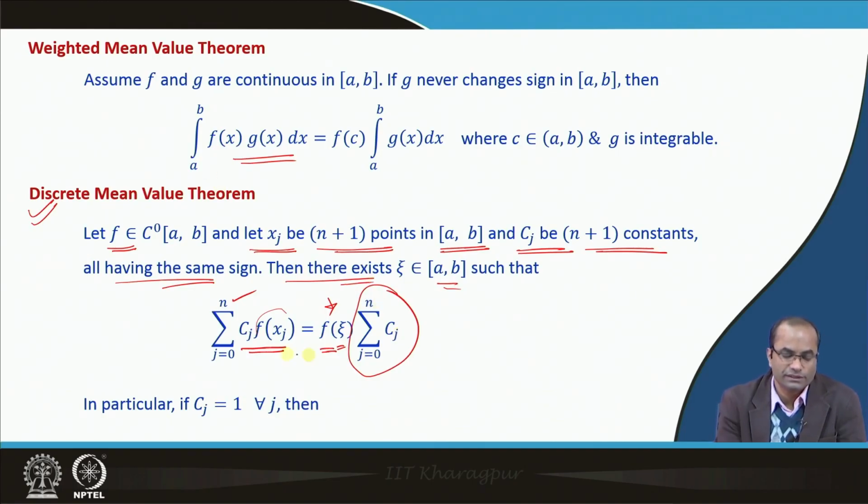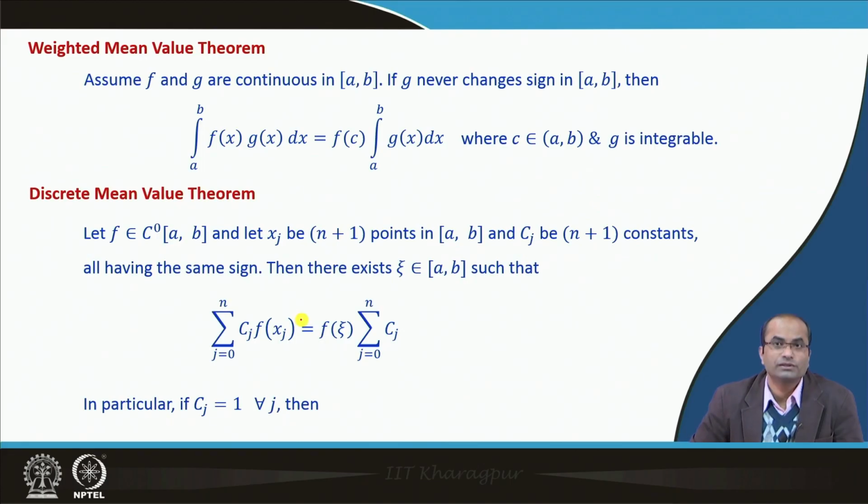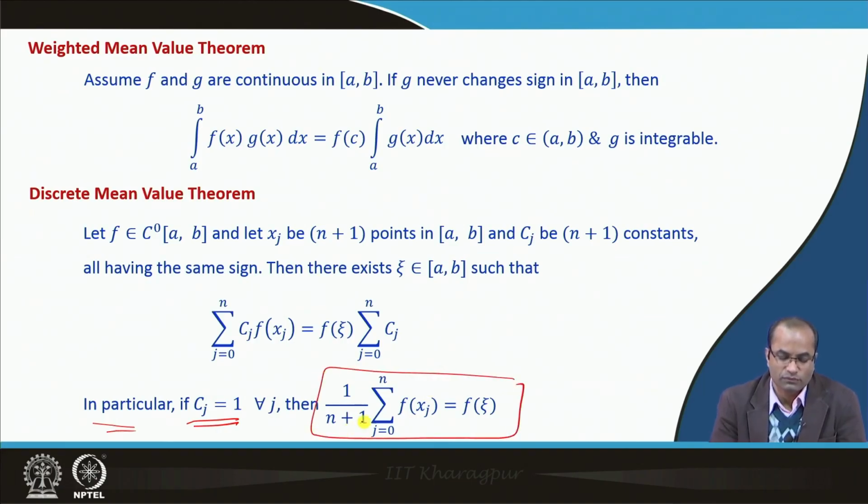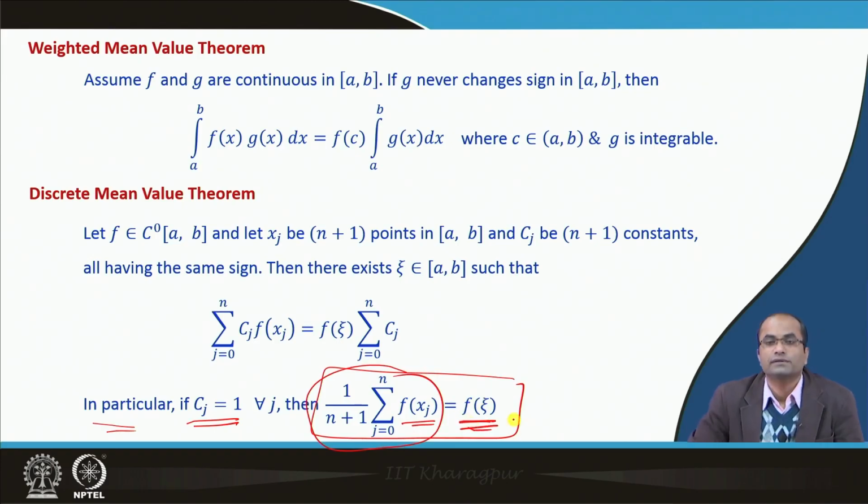So, here instead of integral now we have summation, and there is a particular case when all c j's are 1, then we have actually this result that 1 over n plus 1 times the summation j 0 to n of f x j, this kind of average, is equal to this f xi, and xi is somewhere in this domain from a to b.